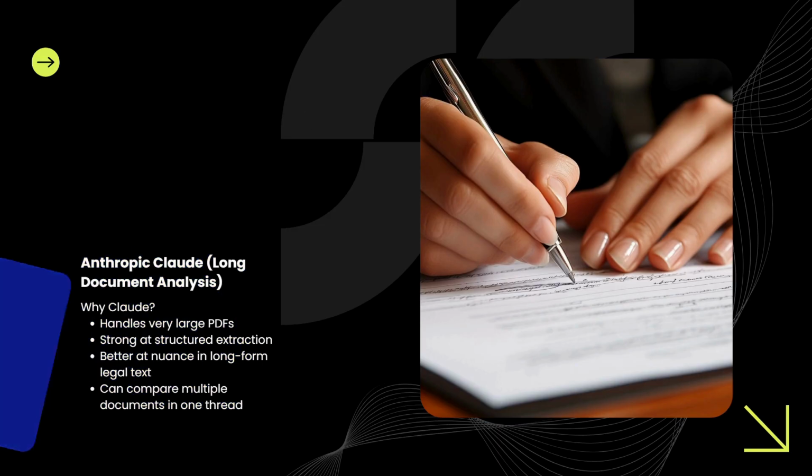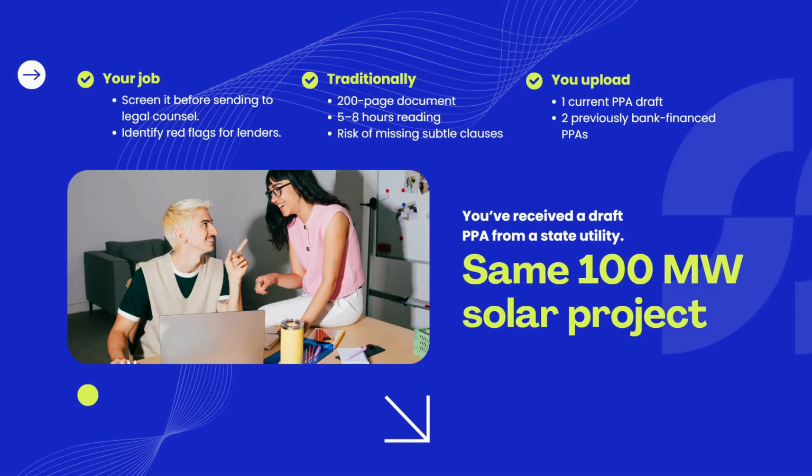Okay, so for example, you have received a draft PPA from a state utility for a 100 megawatt solar project. Your job is to screen it before sending it to legal counsel and identify red flags for lenders. Traditionally, what would you be doing? You would be reading that 200-page document, 5 to 8 hours of reading, with the risk of missing subtle clauses, and that happens with everybody.